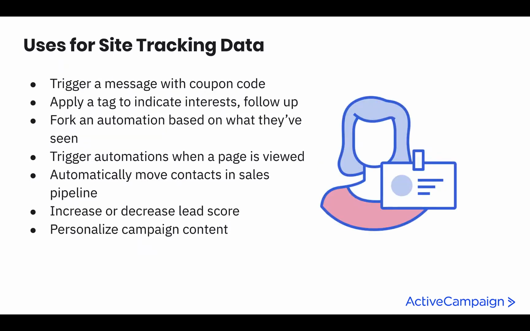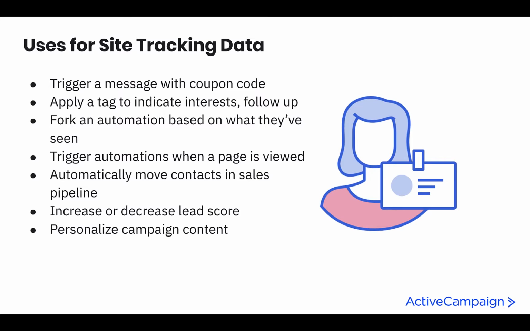Site tracking allows you to create marketing and sales processes that leverage behavioral targeting, triggered messages, and granular segmentation, all of which have proven to improve the contact experience and increase conversions. You can trigger a message with a coupon code to send 30 minutes after a contact views a product page of your site, but didn't make a purchase.